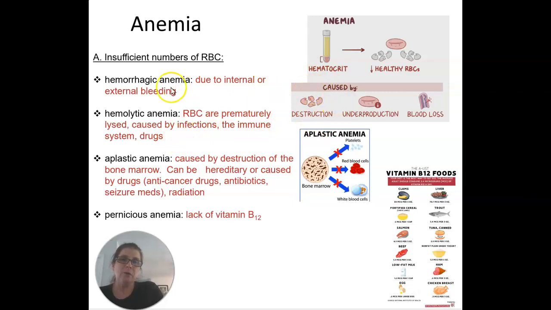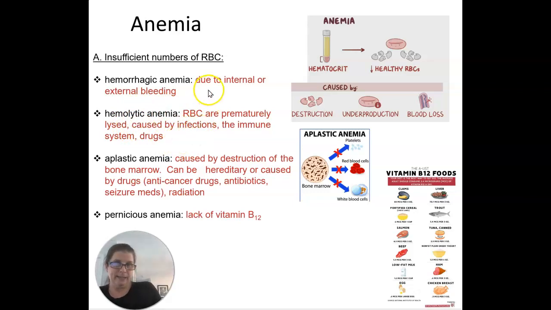Well, remember, if they're being lysed prematurely, those products, when those red cells are popped and burst, have to be lost in the kidneys. So when this happens, you're going to do a urinalysis test and you're going to see some hemoglobin in the urine. So you'll have a hemoglobinuria, and that would be a sign of hemolytic anemia.